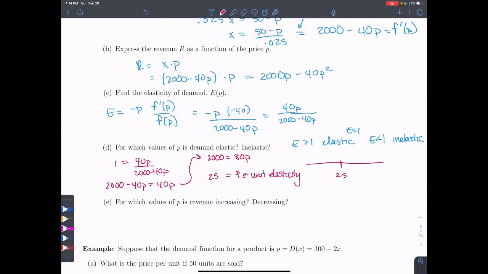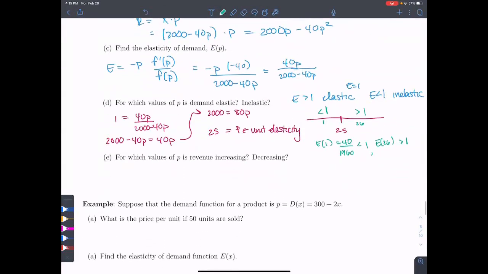If we plug in, like, let's test a point. We plug in 1 or 26 into E. When we plug in 1, we would get 40 over 2000 minus 40, which is 1960 or so. So that would be less than 1. So we get less than 1 over here. And if we do E of 26, I haven't done that, but you would get something that's bigger than 1.